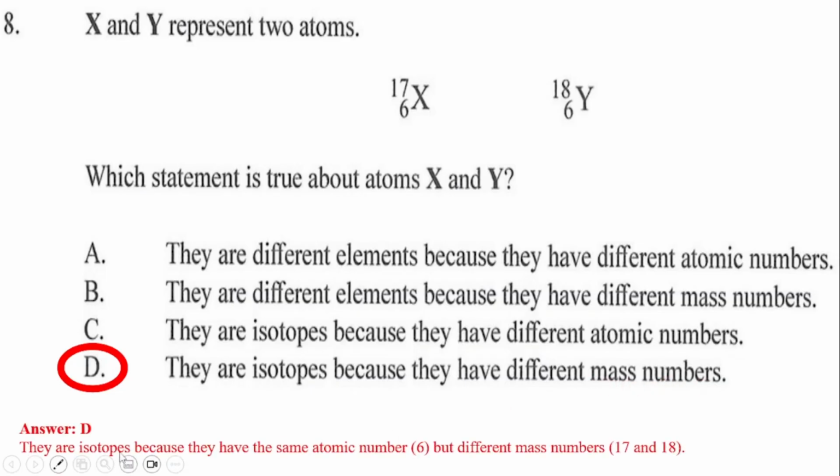Because if you look carefully, they are isotopes because they have the same atomic number. So both of them have the same number of protons, which is 6, but they have different mass numbers. The mass number for X is 17, and the mass number for Y is 18. So they have the same atomic number, meaning they have the same number of protons, but they have different mass numbers. So the correct answer is definitely going to be D. They are isotopes because they have different mass numbers.